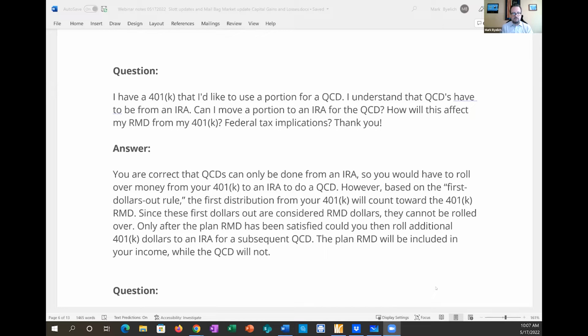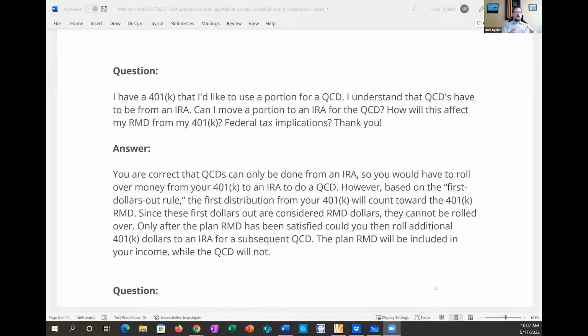Only after the plan RMD, required minimum distribution, has been satisfied could you then roll additional 401k dollars to an IRA for a subsequent QCD. You know, a lot of numbers and terms, right? The plan RMD will be included in your income while the QCD is not. So what Andy's telling this person is you can do a rollover from your 401k, but first, if you're over age 72 and you've already crossed that required beginning date, that's April 1st of the year following the year you turn 72, you must take an RMD.